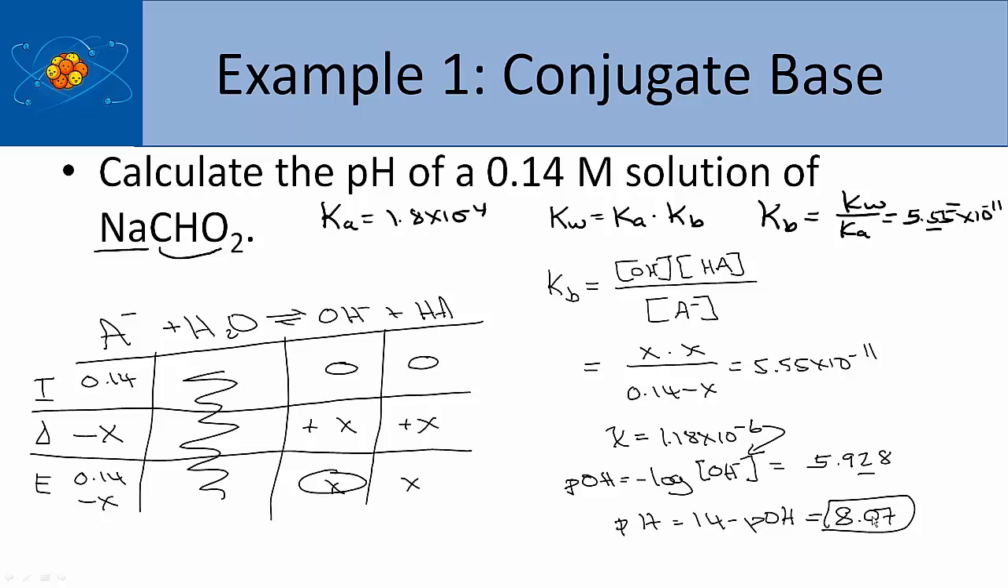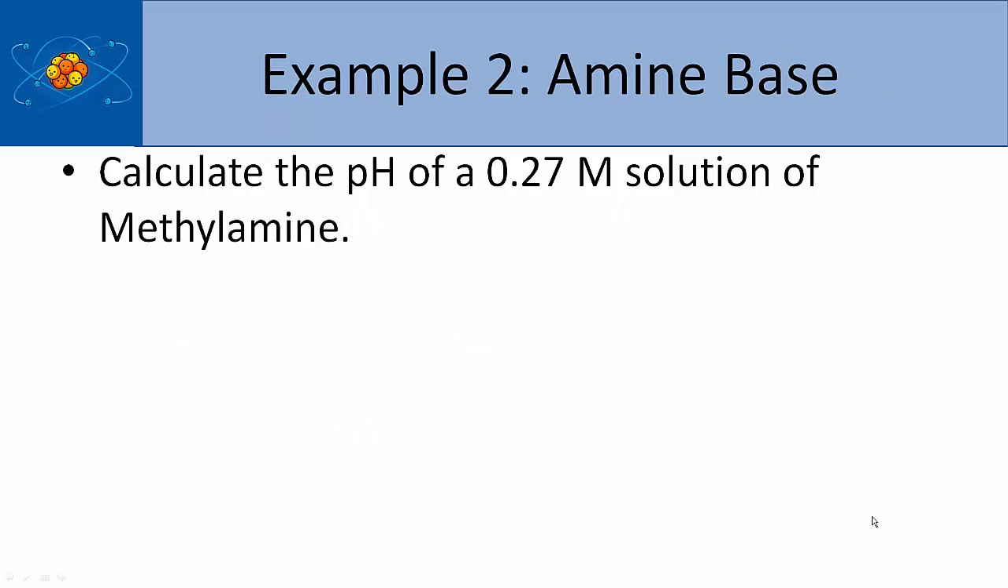So let's look at our next example. Example 2 is we have an amine base. So we're going to calculate the pH of a 0.27 molar concentration solution of methylamine. So methylamine, we're just going to call that B. B plus water is going to be in equilibrium with OH minus, this is the Bronsted-Lowry definition again, plus HB plus. This would be the methylammonium ion in this particular instance.